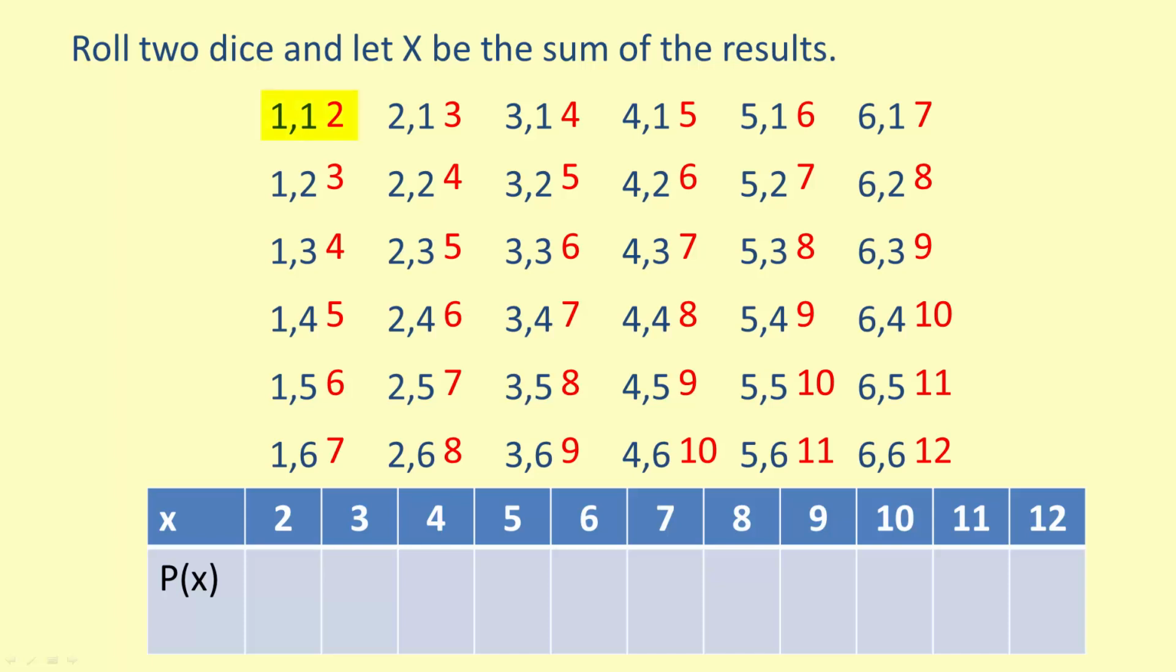One outcome has a sum of 2, so the probability of a sum of 2 is 1 over 36. Two outcomes have a sum of 3, so the probability of a sum of 3 is 2 out of 36, or 1 over 18. We continue doing this for every sum until the table is complete.